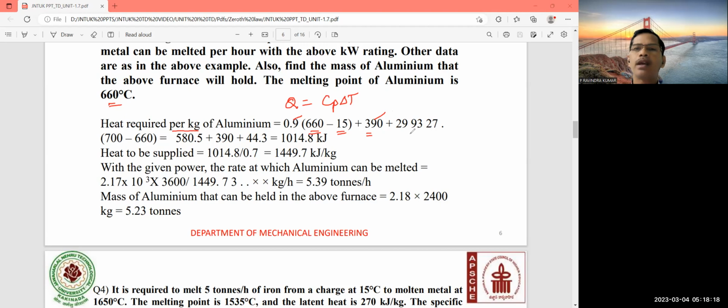Next, here there is 29.93 divided by 27. The atomic weight is given as 27. So here you have to calculate the mass.